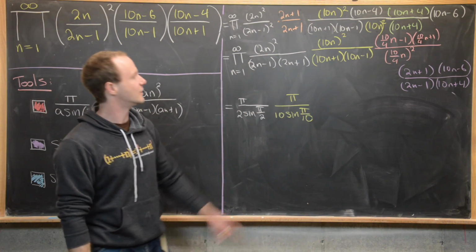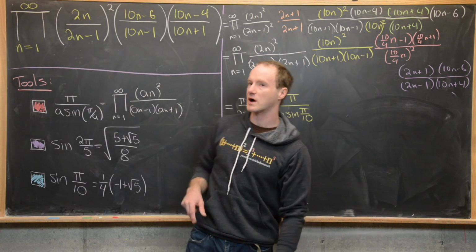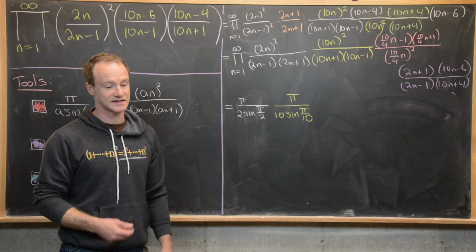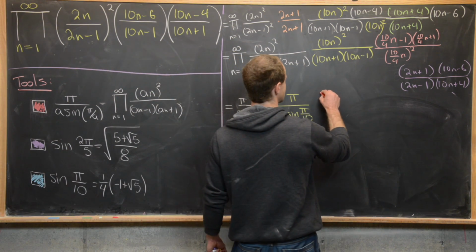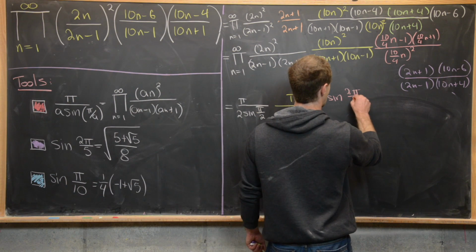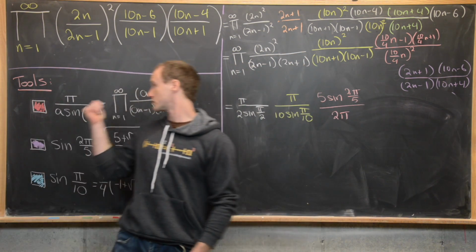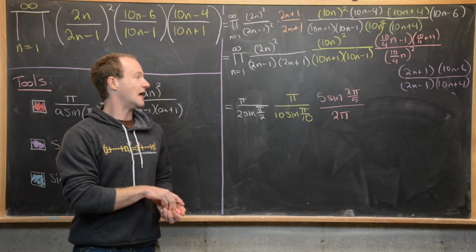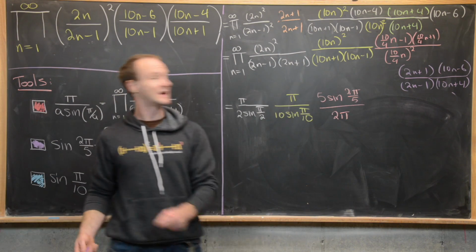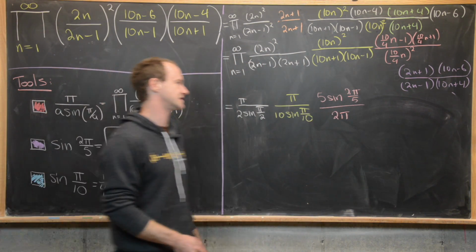The next thing that I want to notice is that this pink term looks like the reciprocal of our formula where a is equal to 2 over 5. And so we can replace it as such. So this is going to be replaced with 5 times the sine of 2 pi over 5, over 2 pi. Again, just using the reciprocal of this formula. And then all of this stuff in purple is still within the product because it does not fit the form of this guy over here. So we're going to have to take care of that on its own.